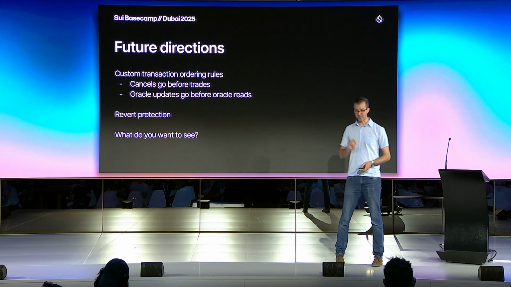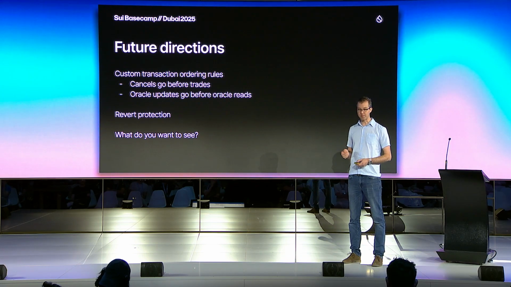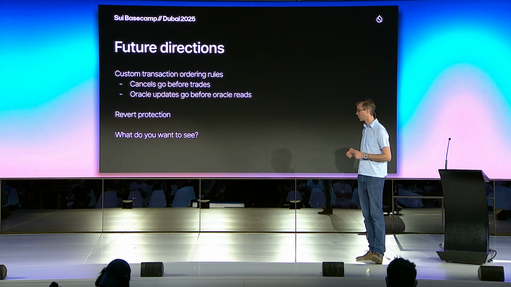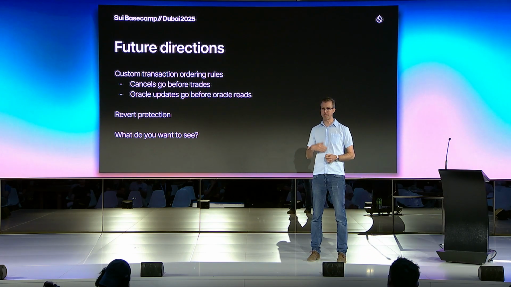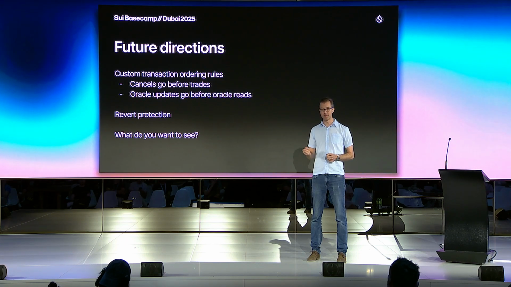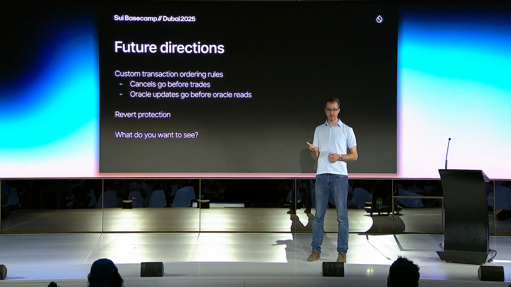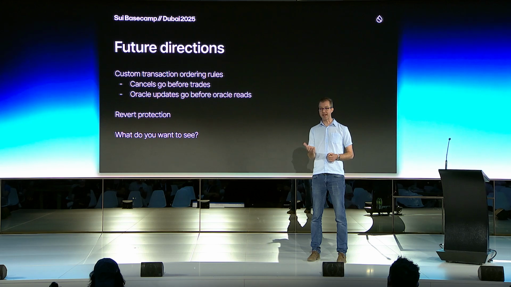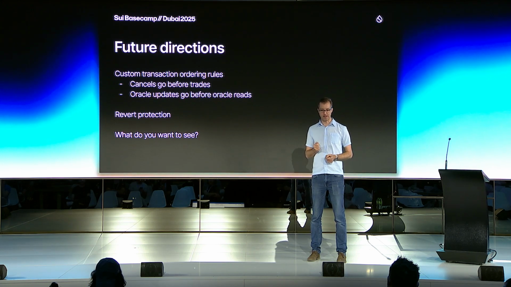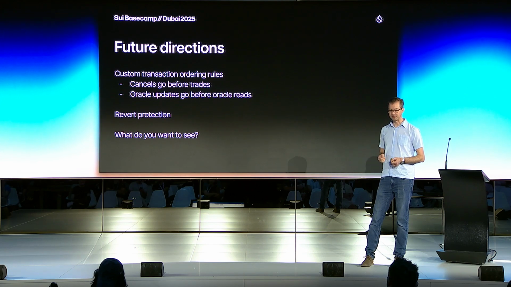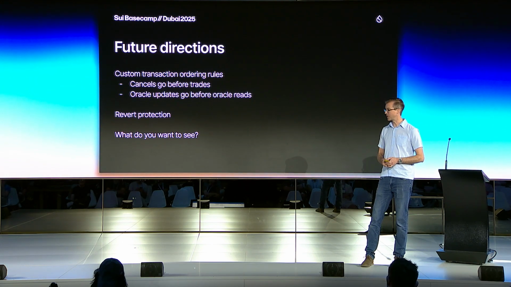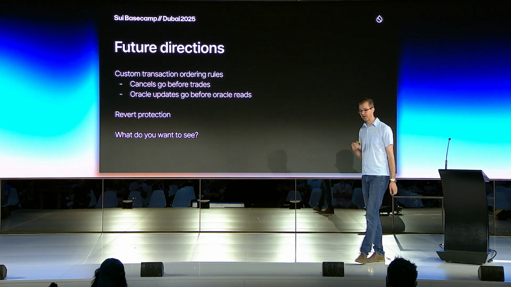All right, so I mentioned this stuff already. And very briefly, I'm out of time, just a couple things that we're thinking about for the future. We want to start thinking about custom ordering rules for packages, because one of the things that is very commonly requested on DeFi is the ability to have cancels go before trades. But you don't want people to have to pay a lot to do the cancel. Similarly, we might want Oracle updates going before Oracle reads. And so on.